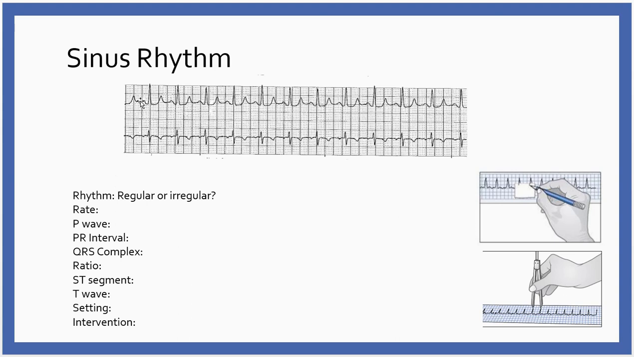The easiest P wave to see is probably going to be this one. So these are P waves. And remember, we're going to identify that there's a P wave in front of every QRS, and that they all look about the same, and they're upright and rounded in this particular lead. So that's good. Next thing I'm going to measure is the PR interval.